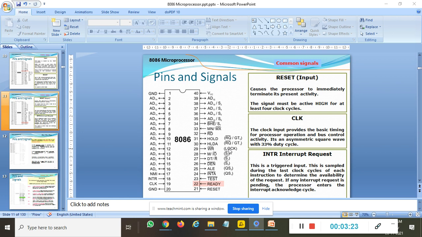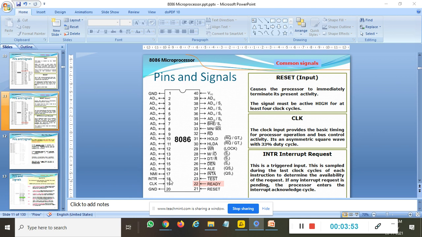Okay, so pin number 19 is the clock pin, and the clock input provides the basic timing for processor operation and bus control activity, and it is an asymmetric square wave with a 33% duty cycle. Okay, next one is INTR or interrupt request.